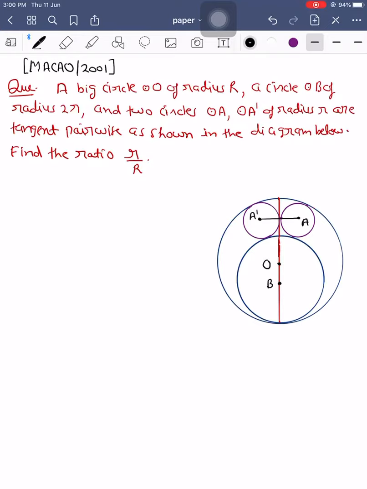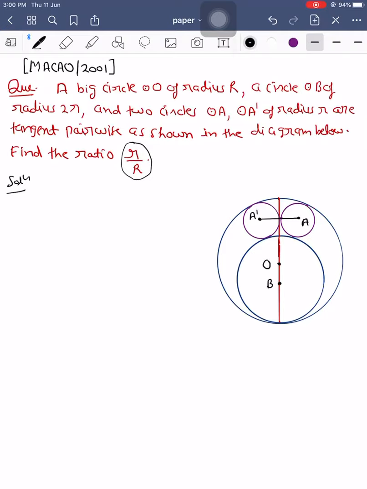Hello everybody. In this lecture I am going to solve the 2001 Macao Olympiad problem. In this problem we are given a big circle with center O and radius capital R, a circle B with radius 2r, and two circles with centers A and A dash and radius small r, and these circles touch each other. We are given the diagram and we have to find the ratio small r upon capital R. Okay, now I am going to solve this problem.